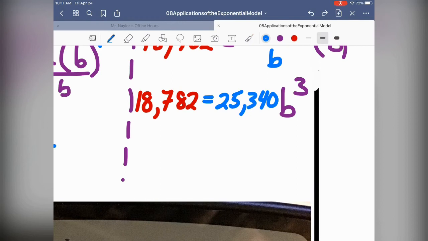That ends up giving you a number that's close to 0.741. Again, when I divide both sides. Now, we have one more thing to do. We have to undo this exponent.